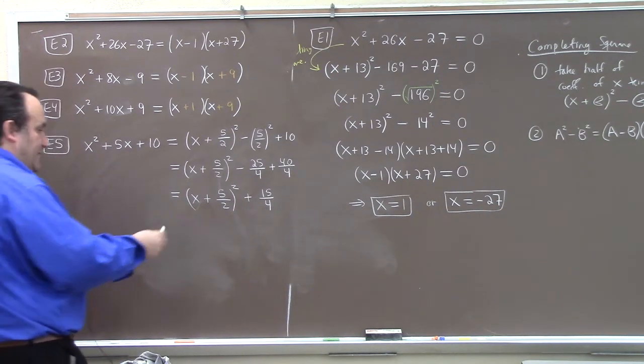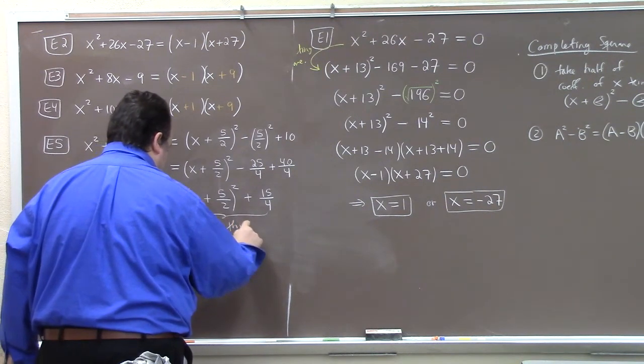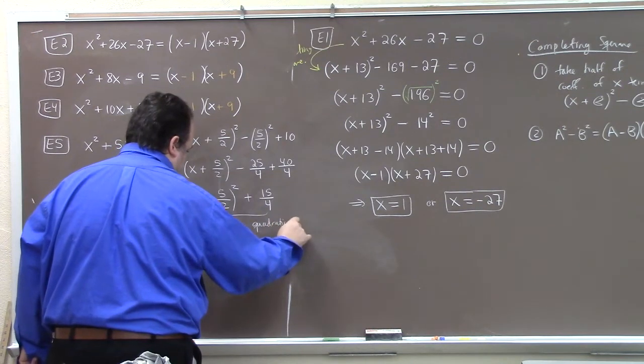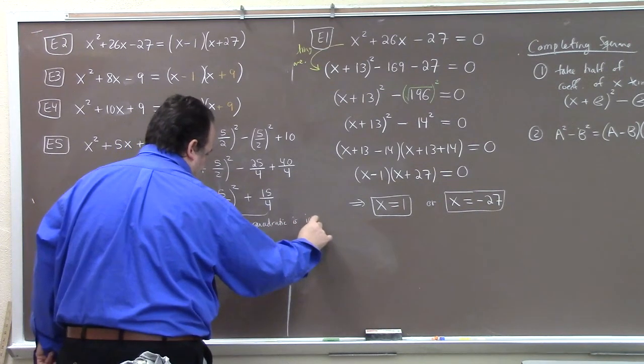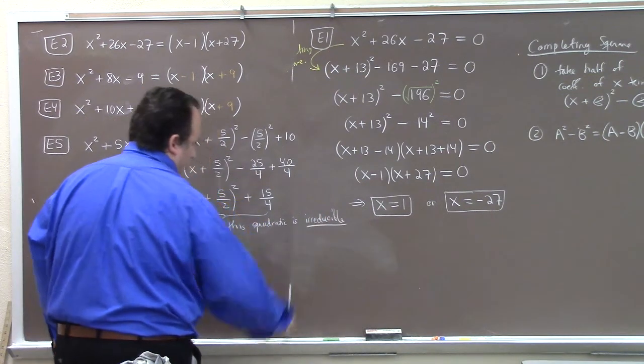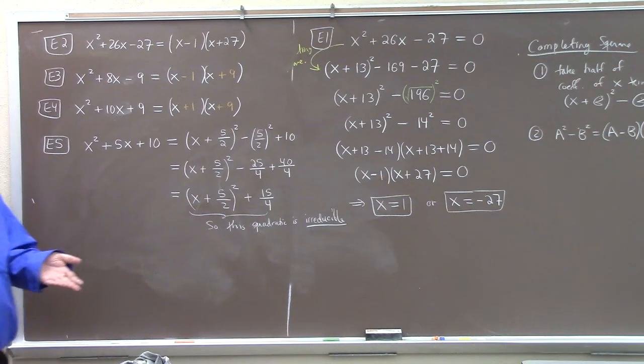Right, so this shows me that this quadratic is irreducible. Irreducible is just a fancy word for cannot be factored over the reals.